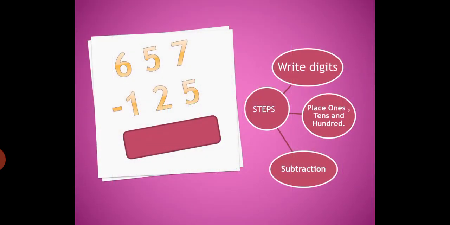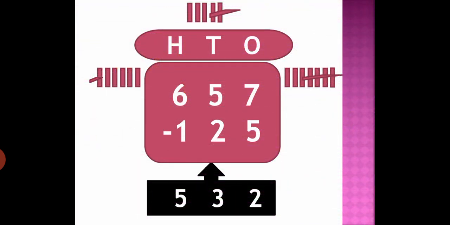Suppose we want to subtract 125 from 657. So the first step is write numbers in correct way, that is bigger number first and smaller number below it. After writing numbers, we will place ones, tens and hundreds over it. Next is subtraction. Look at ones place. Draw 7 lines. Cut 5 out of 8. Count the remaining lines. 1, 2. 2 lines are left. Write 2 under ones column.